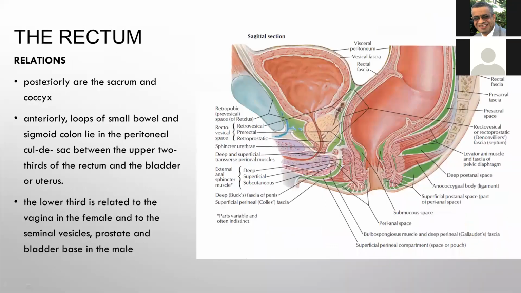Relation of the rectum. Posteriorly are the sacrum and the coccyx. Anteriorly, loops of small bowel and the sigmoid colon lie in the peritoneal cul-de-sac between the upper two thirds of the rectum and the bladder in the male, and the bladder and uterus in the female. The lower third is related to the vagina in the female, and to the seminal vesicle, prostate, and bladder base in the male.